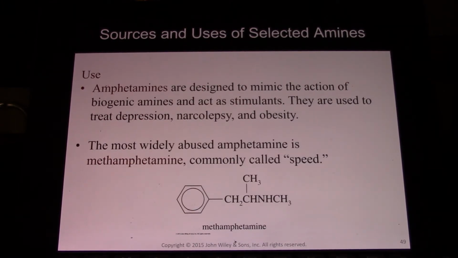Amphetamines. These are designed to mimic the action of biogenic amines and act as stimulants. They are used to treat depression, narcolepsy, and obesity. They're not really used that much anymore. Amphetamines are used for ADHD because, ironically enough, even though it looks like a hyperactive disorder, ADHD is actually a depressed frontal lobe of the brain, and so a small stimulant will cure that problem.